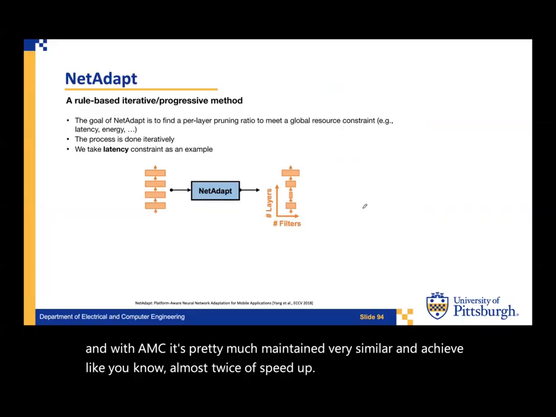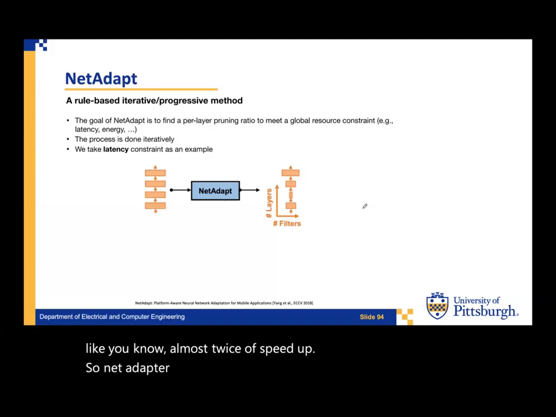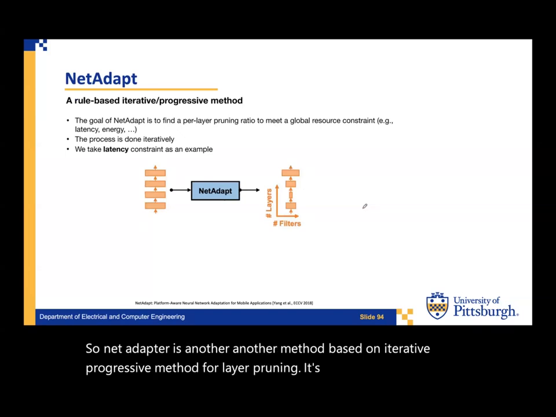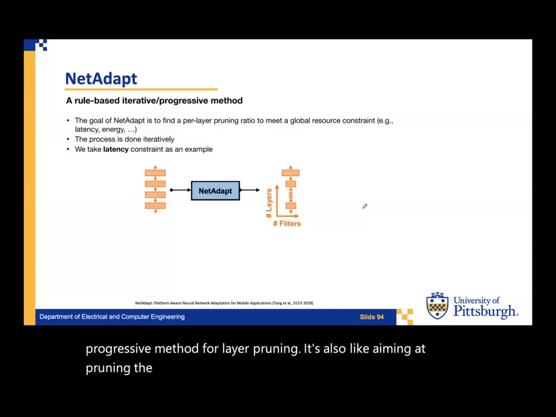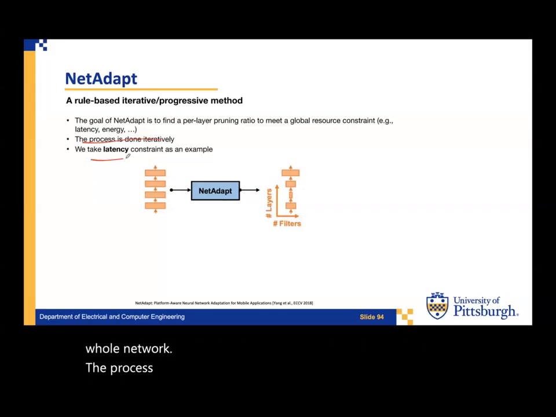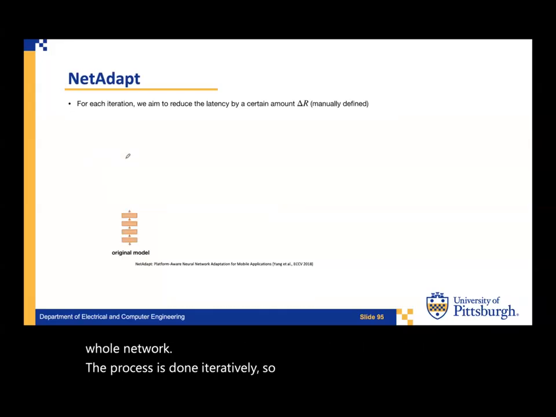So NetAdapt is another method based on an iterative, progressive approach for layer pruning. It also aims at finding the best pruning ratio for each layer in the whole network. The process is done iteratively, so let me show you how it works.